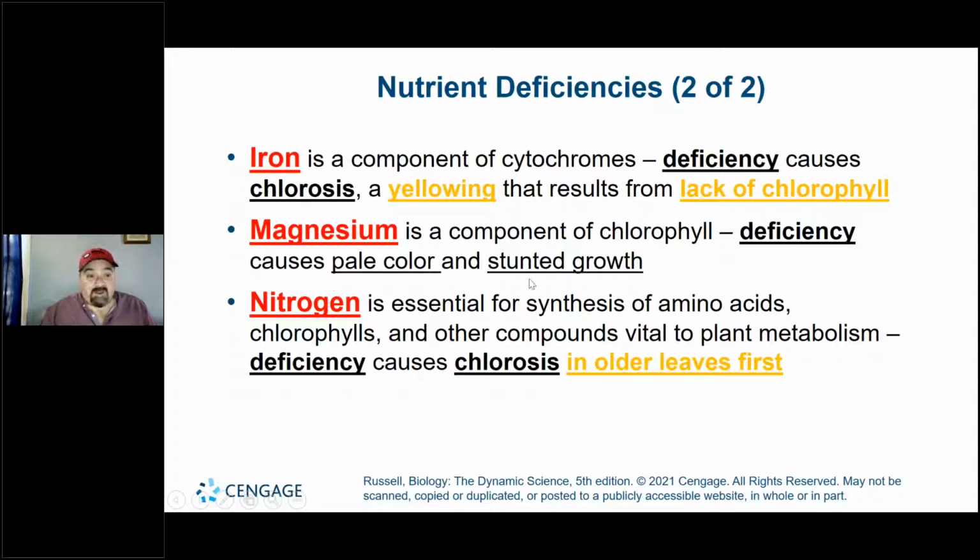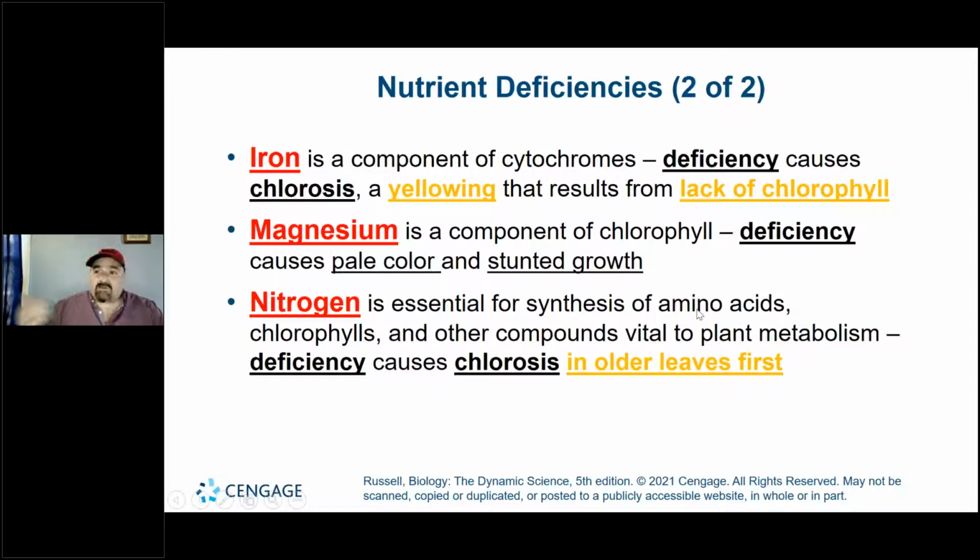Deficiency causes a pale color, stunted growth. So not only affecting the coloration as far as magnesium, but also the actual growth. And then nitrogen. Remember that nitrogen in the atmosphere is like 70% nitrogen. Oxygen is only in the 20 percentile range of the gases present within the atmosphere. So nitrogen is essential for the synthesis of amino acids.